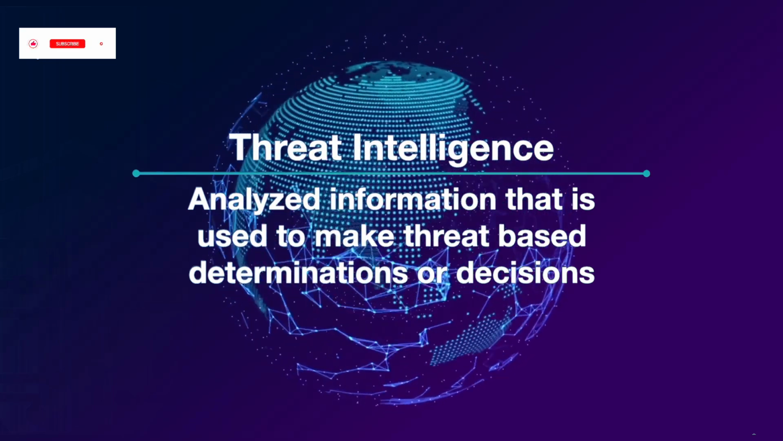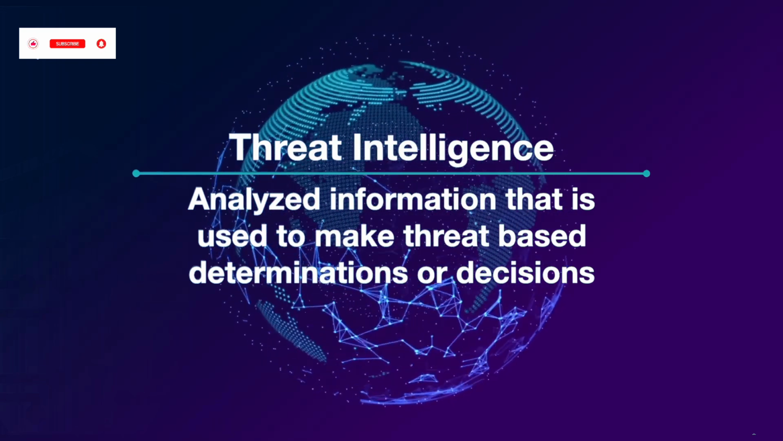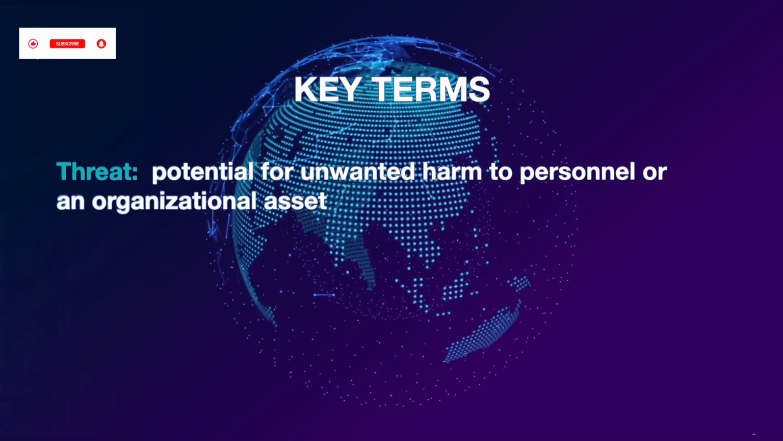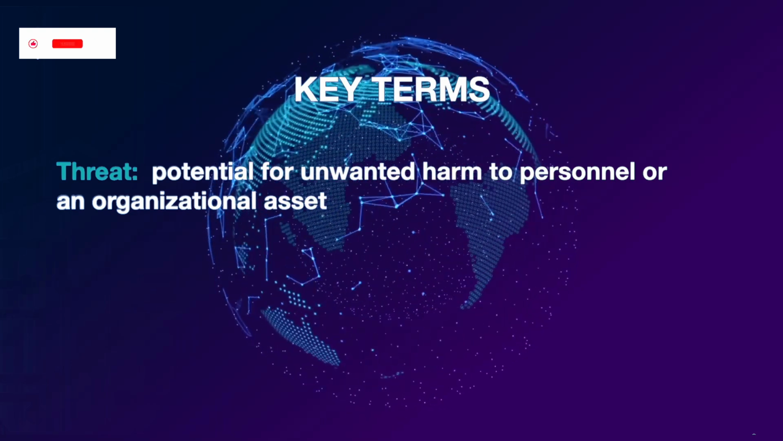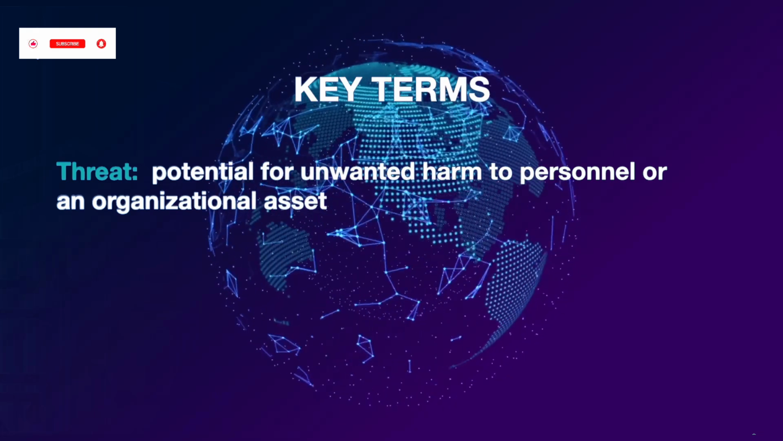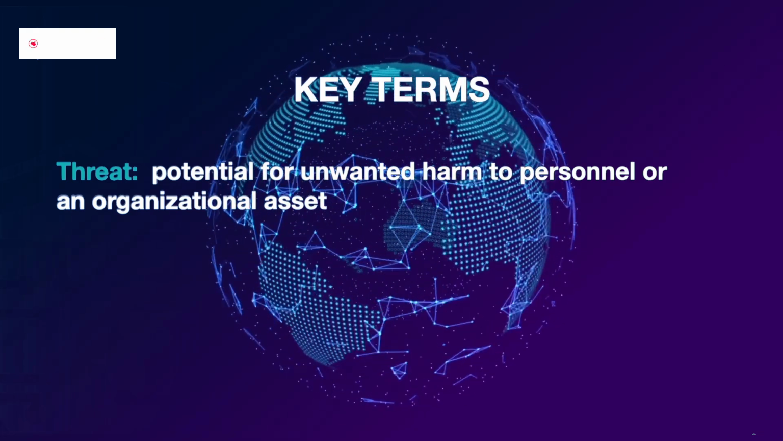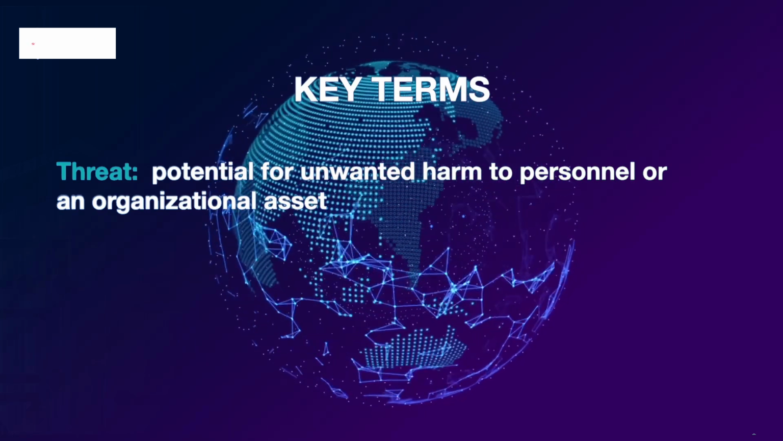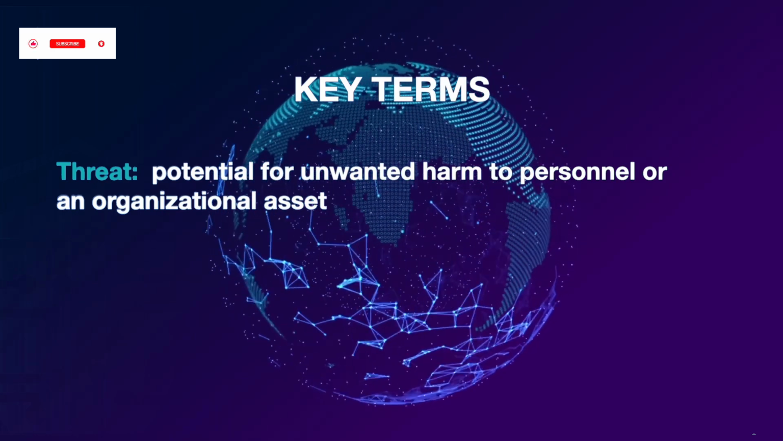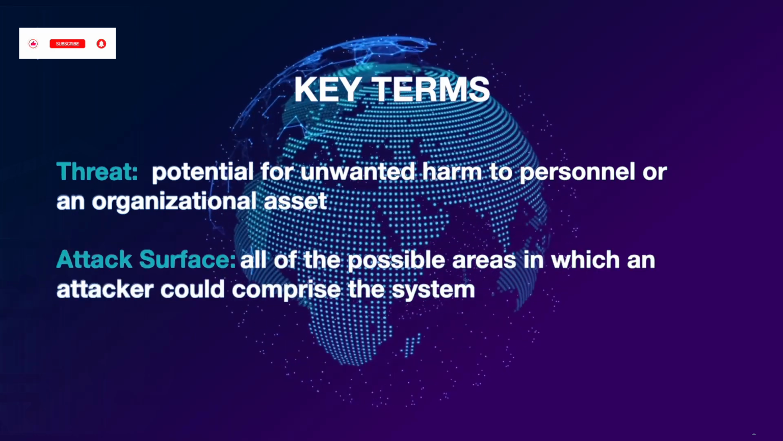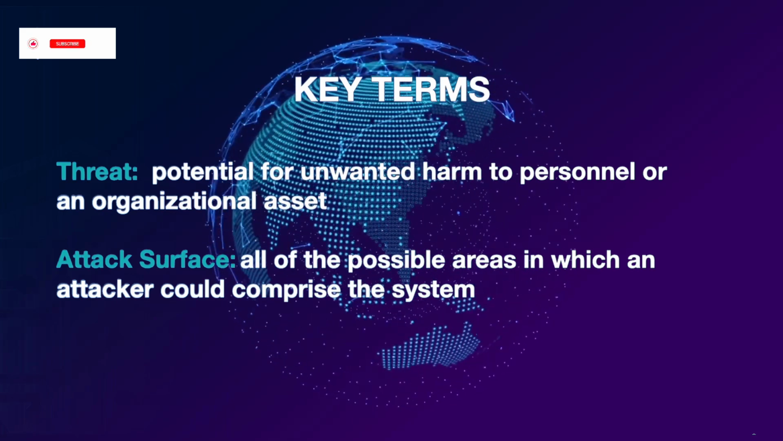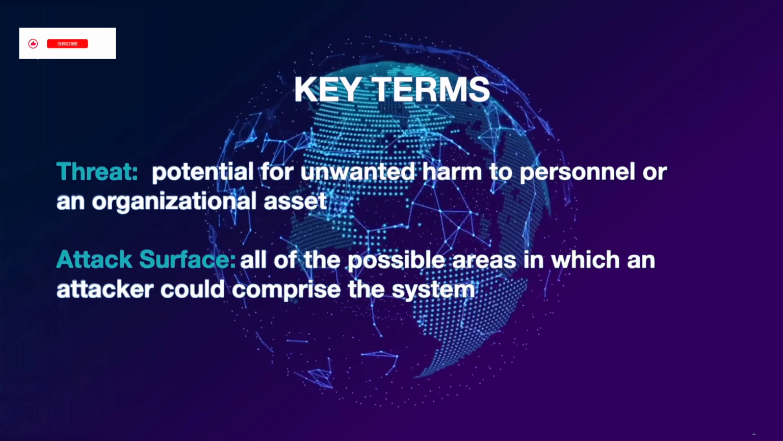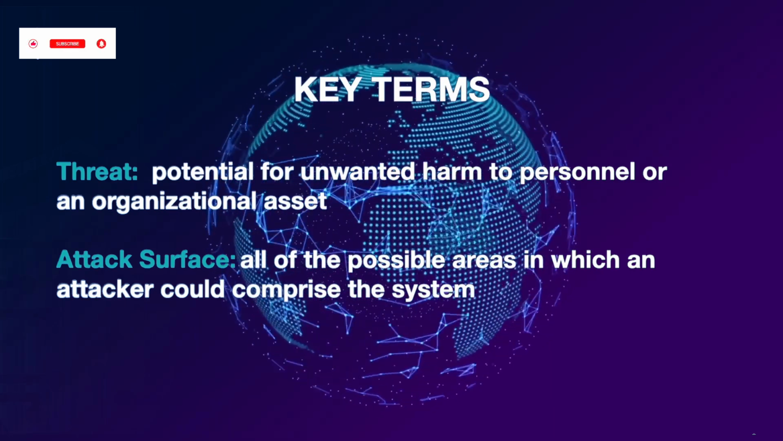Now if you recall all the way back to domain 1, a threat is the potential for unwanted harm to a person or an organization's asset. A threat will act against weaknesses or vulnerabilities, a vulnerability being a flaw or a weakness in the system. The attack surface is all of the possible areas in which an attacker could try to compromise the system. It could be people, it could be technology, it could be physical access, and it could be a lot of other things. It's everything that could lead to a compromise or a violation in security policy.